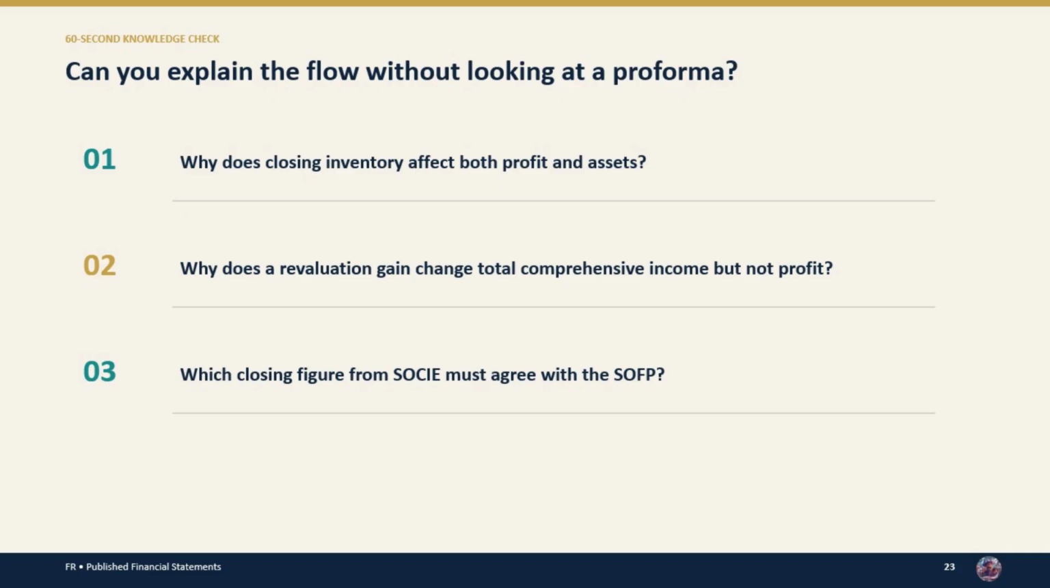Which closing equity figure from the statement of changes in equity must agree with the statement of financial position? Every closing equity component should agree, and total closing equity must equal the equity section in the statement of financial position. If you can explain these links without the formats, you understand the structure rather than merely memorizing it.